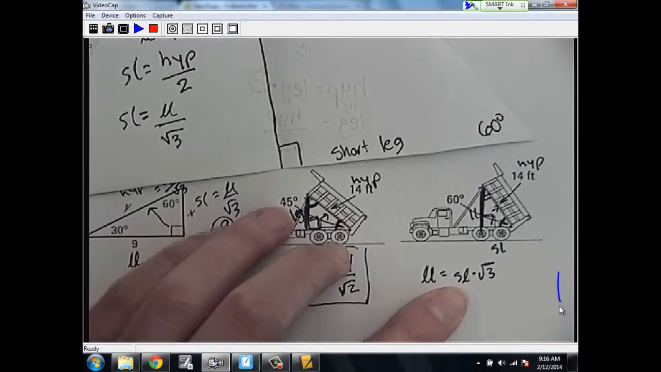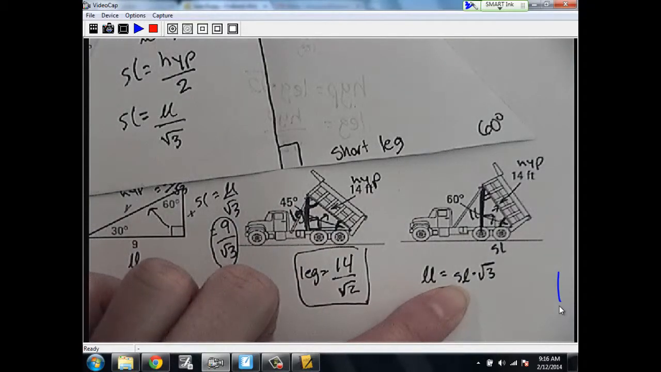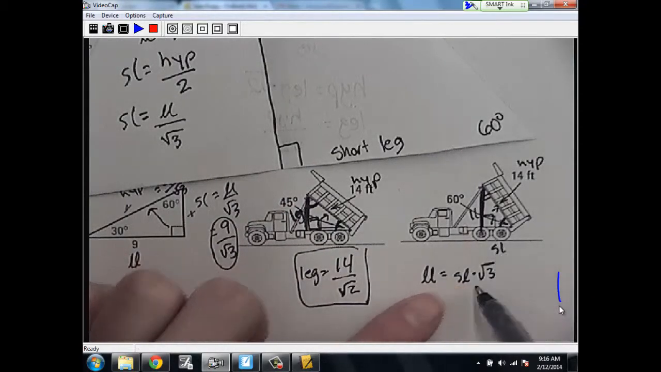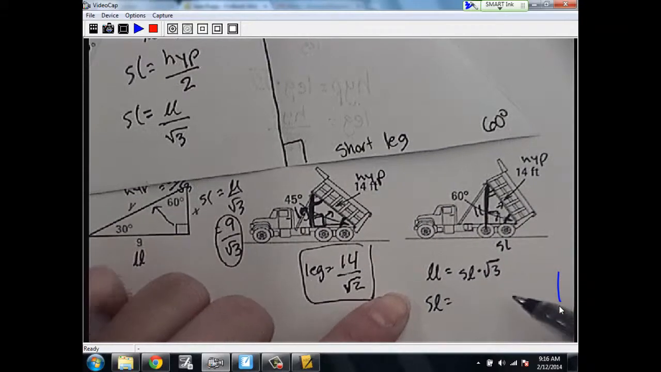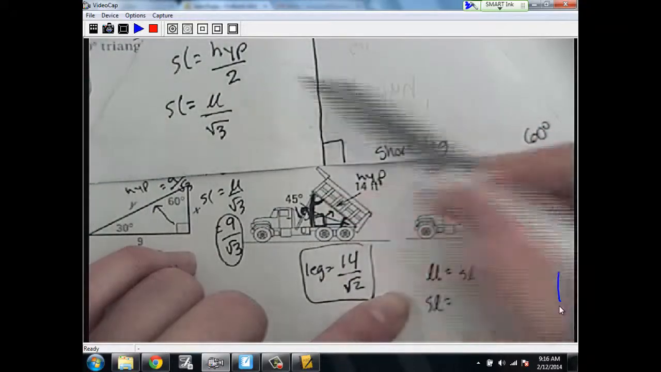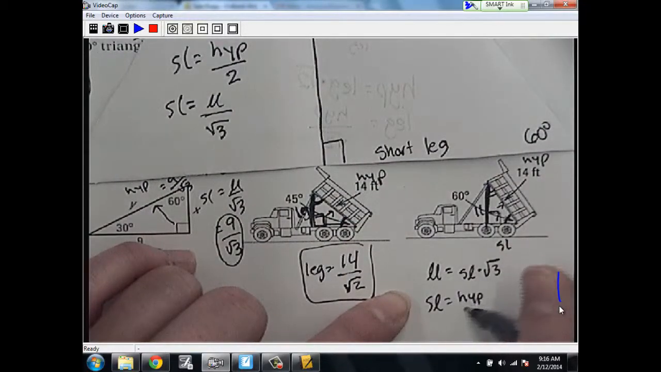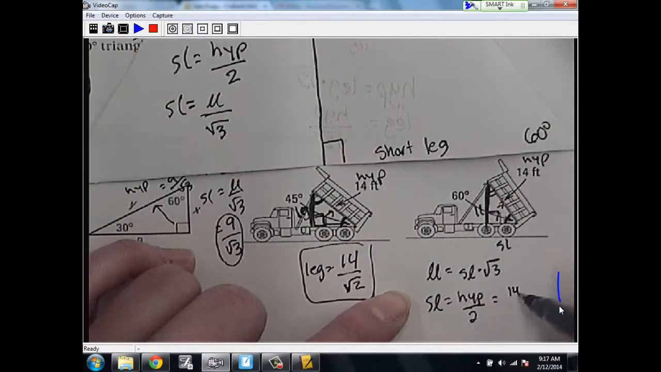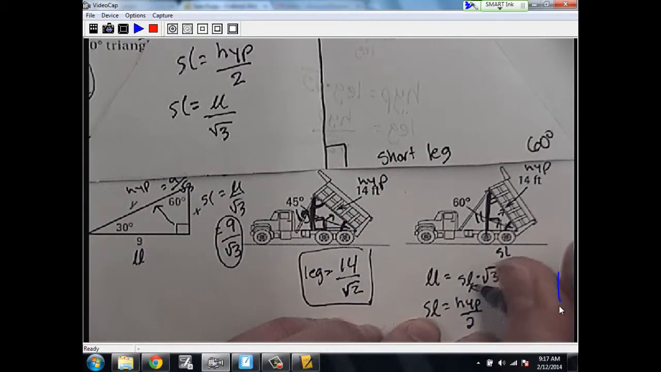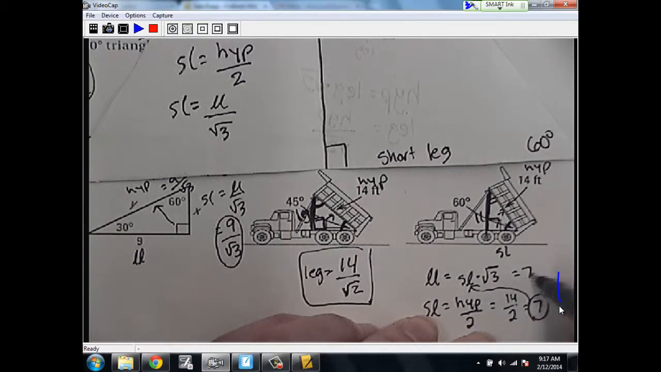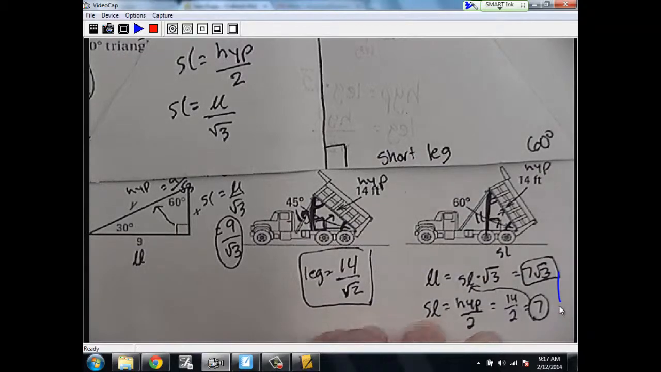Do I know the short leg? No, we don't have the short leg. So I'm like, well, how do I find the short leg? So I keep going. I'm like, well, my short leg is hypotenuse divided by 2. Can I do hypotenuse divided by 2? Yeah, my hypotenuse is 14 divided by 2 gives us 7. And now I can take the 7 back up here and plug it in for my short leg. That gives me 7 square root of 3.